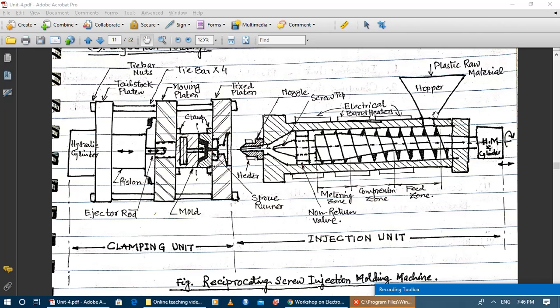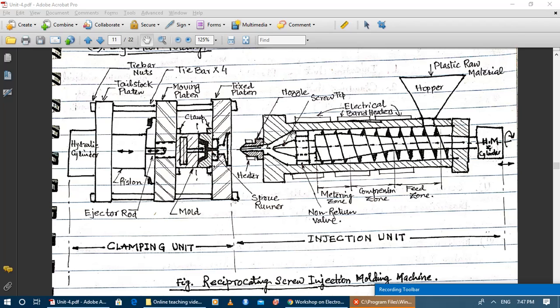The plastic raw material is fed from the hopper. It goes to the feed zone, similar to the extruder, and the solid polymer moves from the feed zone to the transition zone, and from the transition zone to the metering zone. All three zones of an extruder are also present in an injection molding machine.